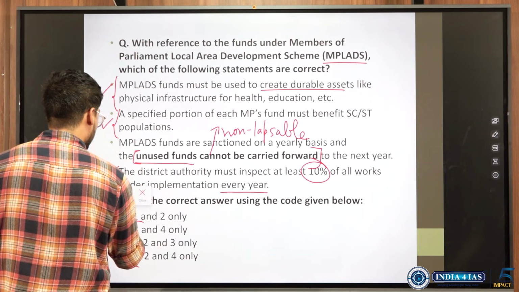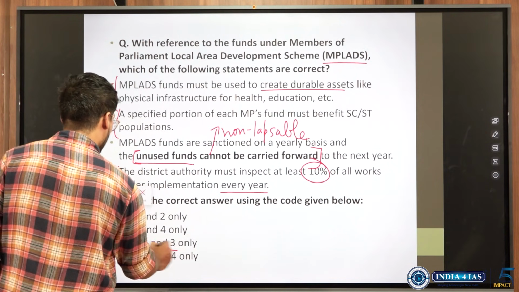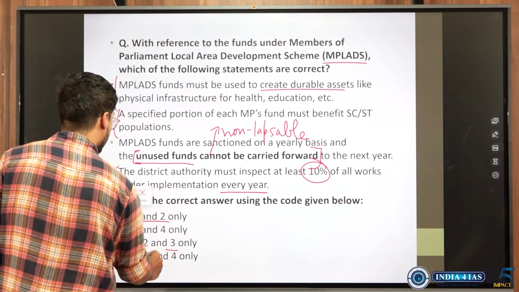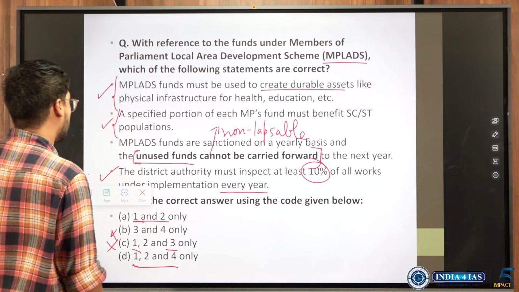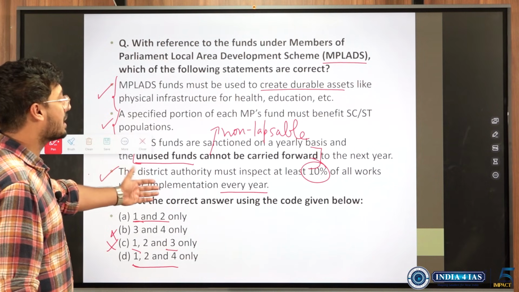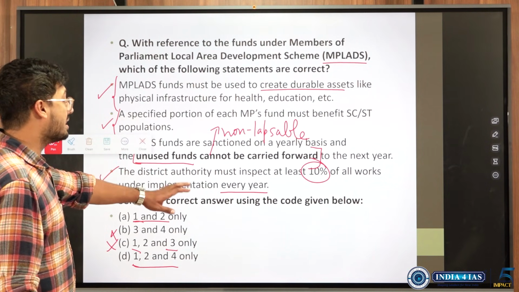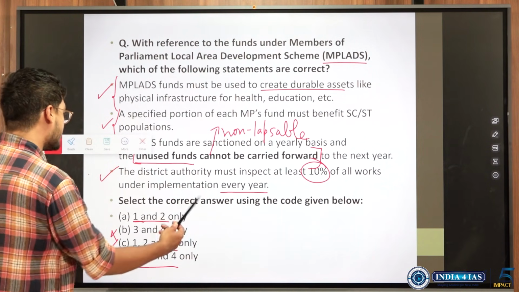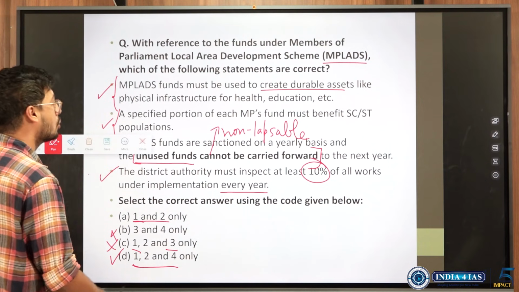So statement 3 would have become wrong. So we had to choose between 1-2 and 1-4. Then we could at least have reduced it to 50-50, and that too, this is telling that the district authority must inspect at least 10%. So 10% isn't much large. So in that sense also we could have accepted it and marked 1-4 as the right answer.